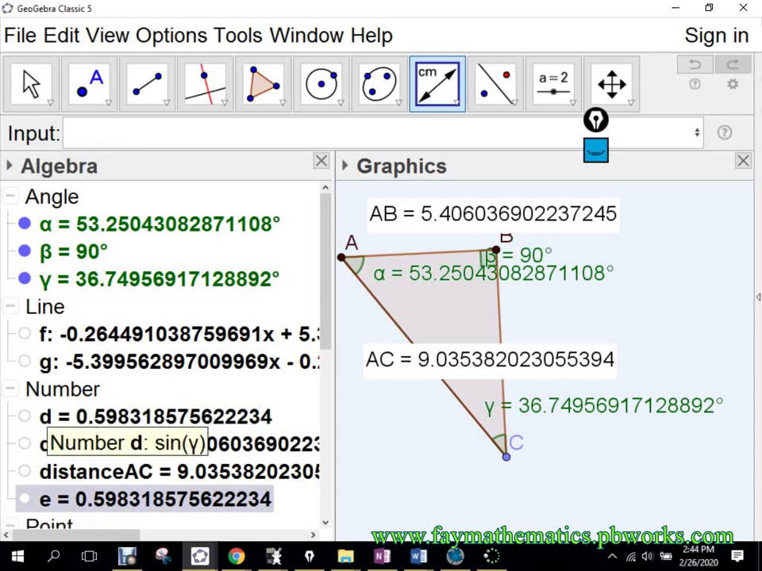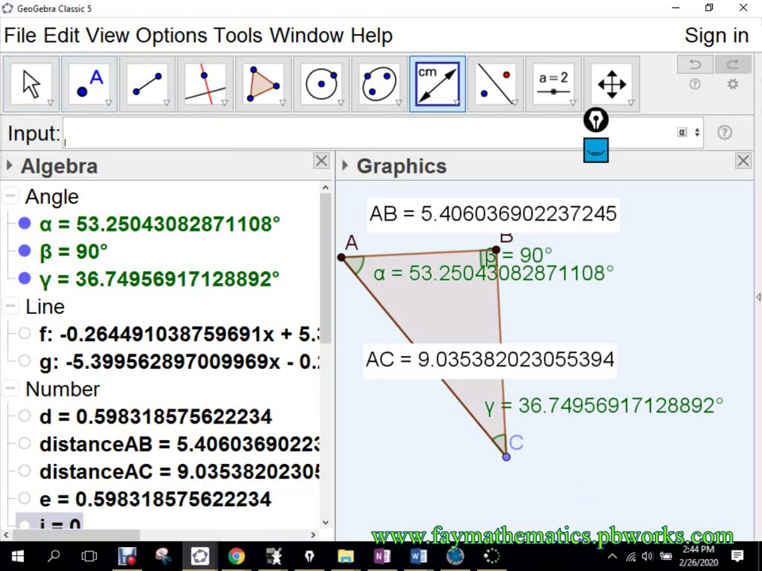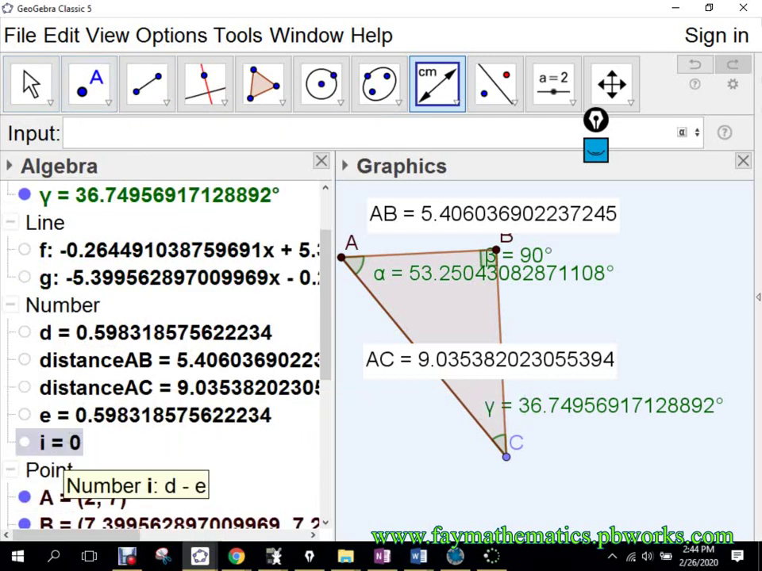I look at D, because D was the sine of that 36.749 angle, right? This is the quotient of the opposite side over the hypotenuse. Now, I'm just going to go D minus E real quick, and to show you, that D minus E gave me 0. So what's that tell me that D and E were? If their difference is 0, that means they're the same number, right?